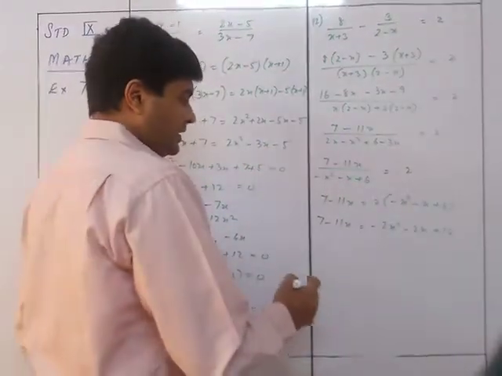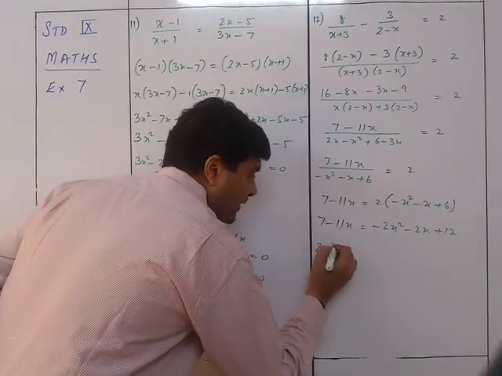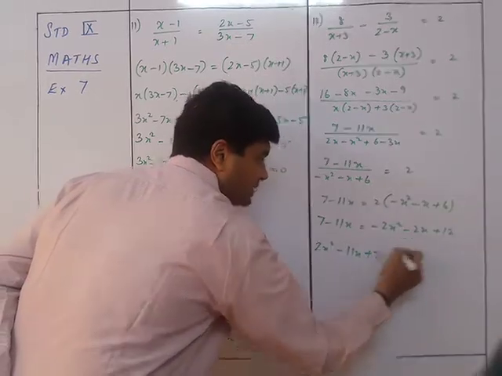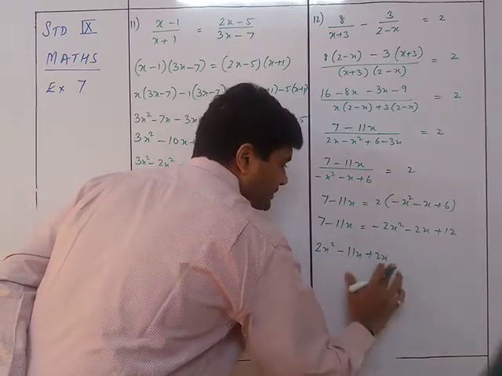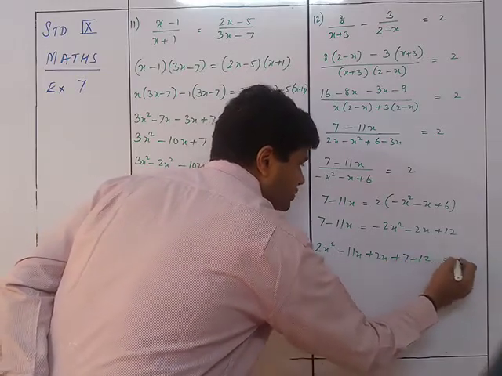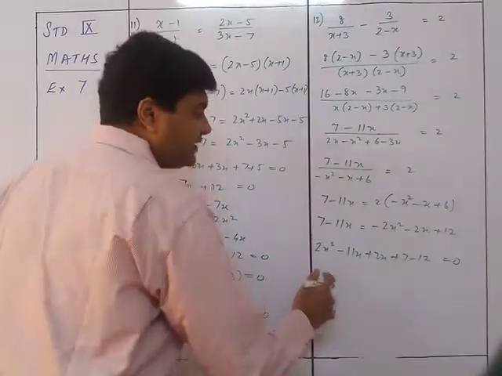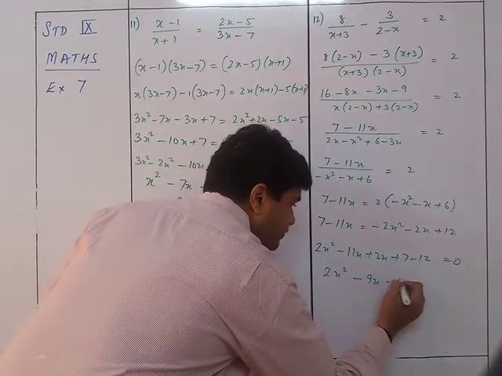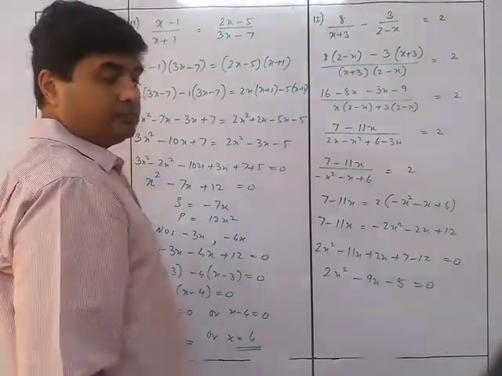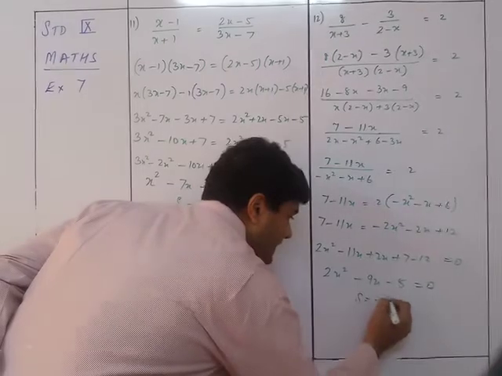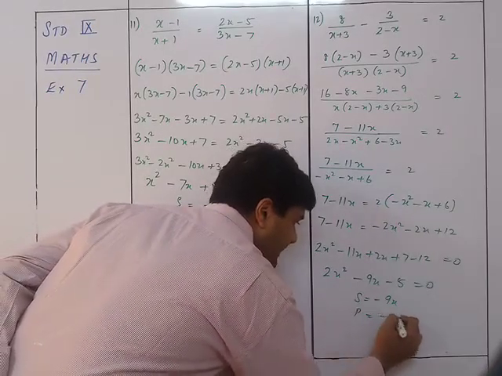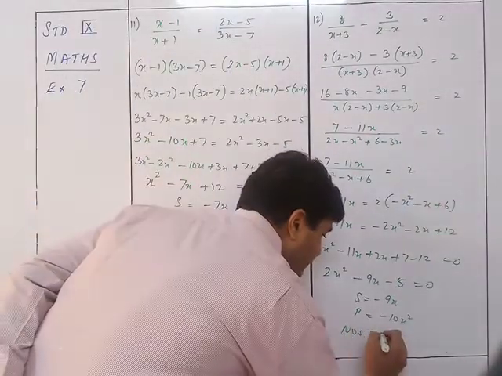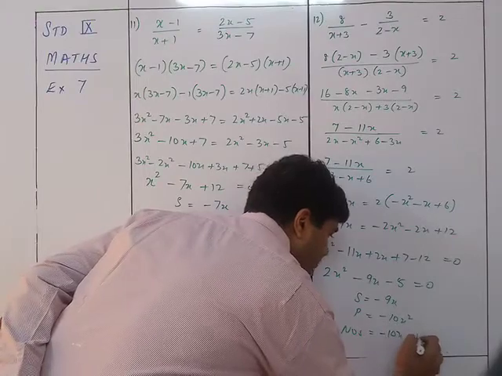Bringing everything on this side now, we get it as 2x square minus 11x, this will be plus 2x, this is 7, this is plus 7 minus 12 is equal to 0. This gives us the equation as 2x square minus 9x minus 5 is equal to 0. So the sum is equal to minus 9x, product is equal to minus 10x square. So the numbers will be 10 and 1. So it will be minus 10x plus 1x.